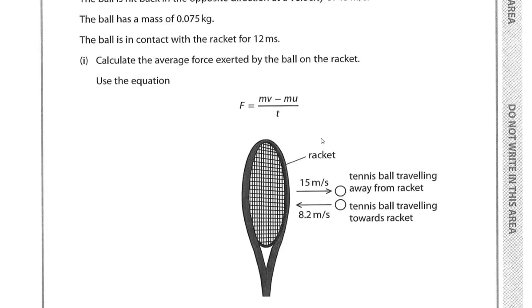Now this one's an easy question. You just put everything into the number 0.05. Which one's the final? Which one's the initial? Only you guys will know this one. Which one's the final velocity? Which one's the initial velocity? This here is the initial velocity. This here is the final velocity. So we have the mass times the final velocity minus the initial velocity, the whole thing divided by time.